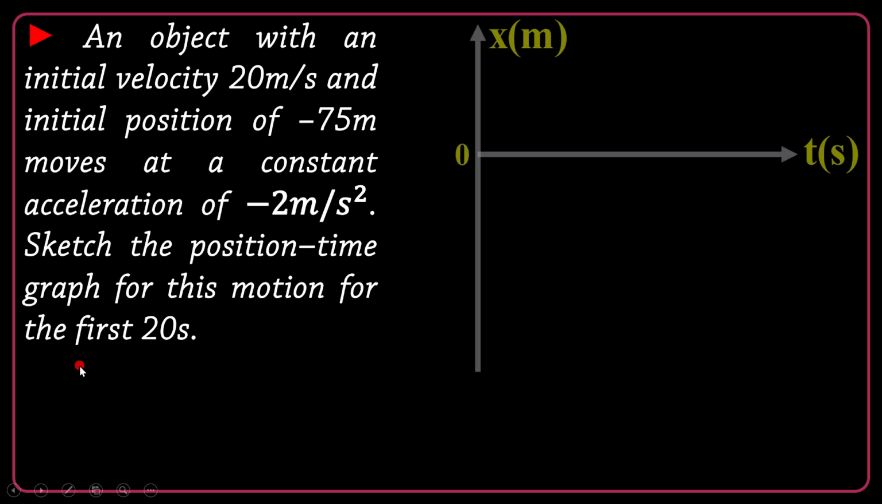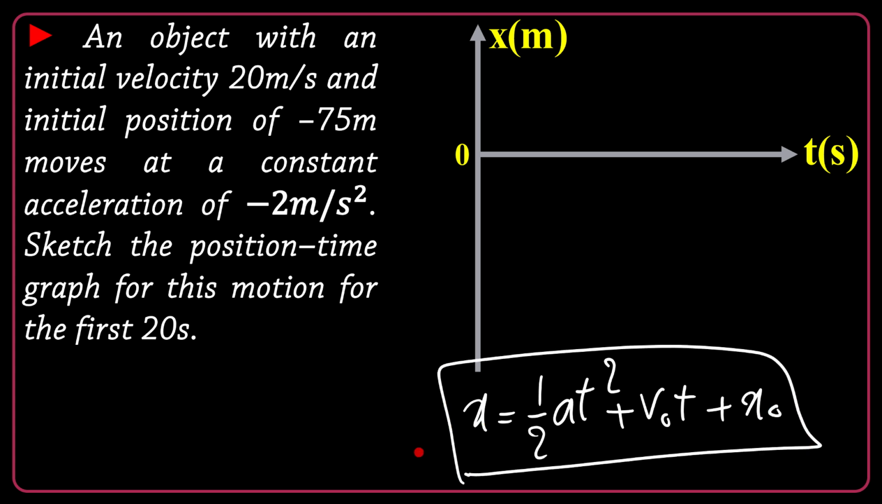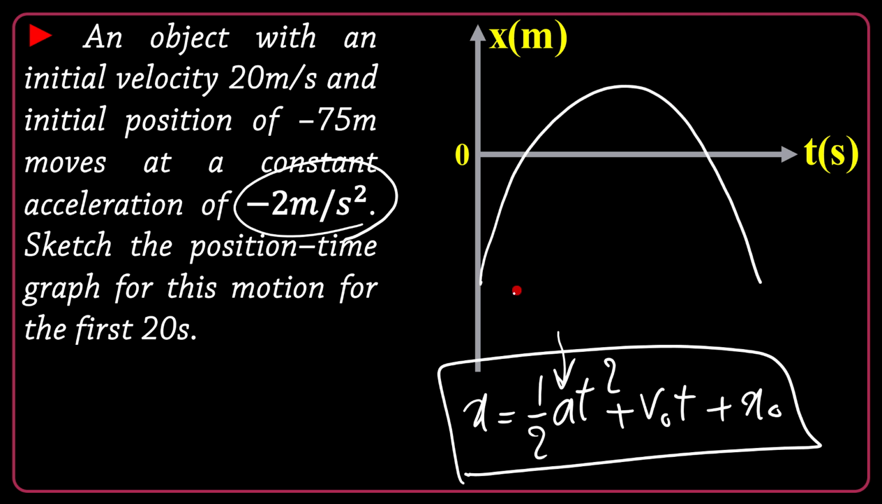Okay, let's consider the x-t graph from the beginning. You know, x is equal to a half of a t squared plus v naught t plus x naught. Basically, it's a polynomial of the second order because t has the exponent of 2. So it must be a parabola, concave up or concave down depending on the sign of acceleration. As the acceleration is negative here, the graph seems to be a parabola with a concave down shape, something like this, or maybe something like this. Okay, so let's do it.